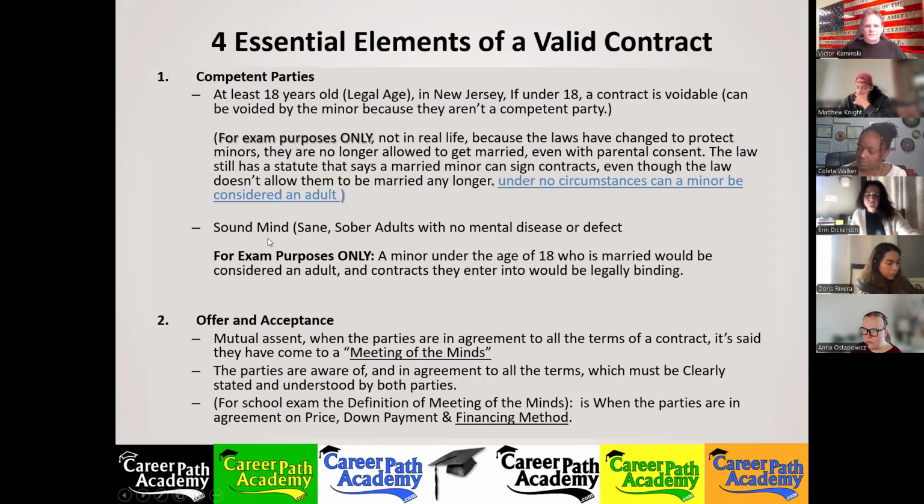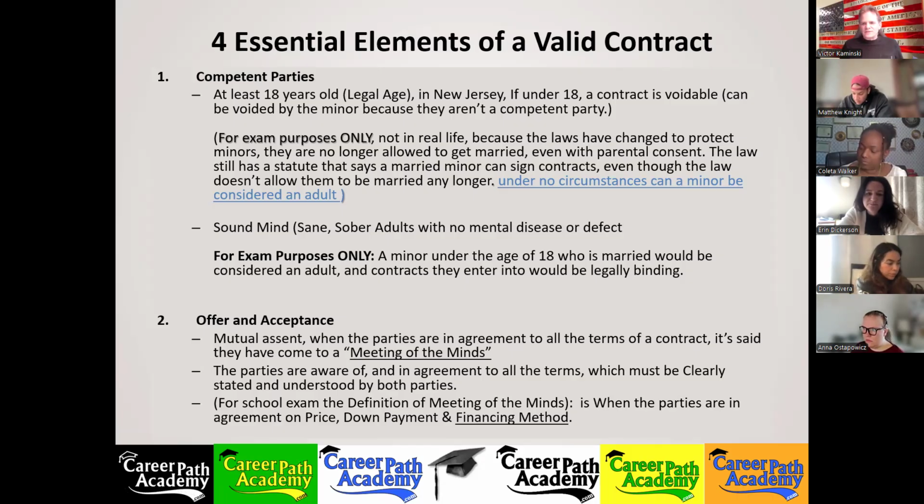So you have to be of sound mind. That means sane, sober adults with no mental disease or defect. But for exam purposes only, a minor under the age of 18 who's married would be considered an adult, and contracts they enter into would be legally binding. So when can a contract with a minor be legally enforced? When they're married. When they're married.